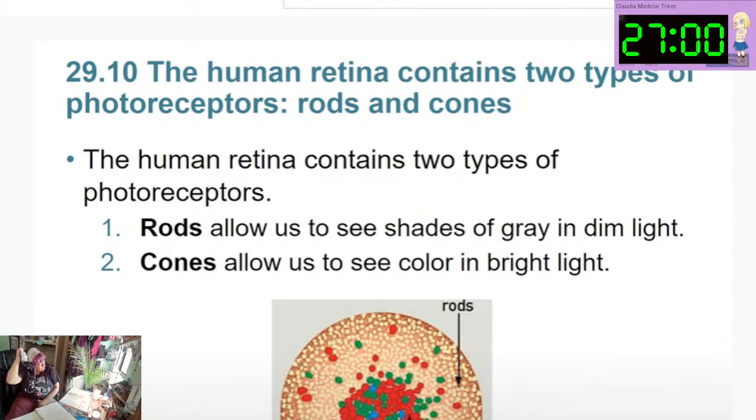Rods let us see black, white, and gray. They let us see in low light conditions. They give us night vision. Cones let us see colors. They help us distinguish one color from another, and they play a role in our day vision.